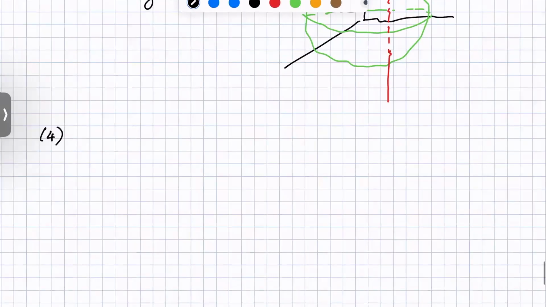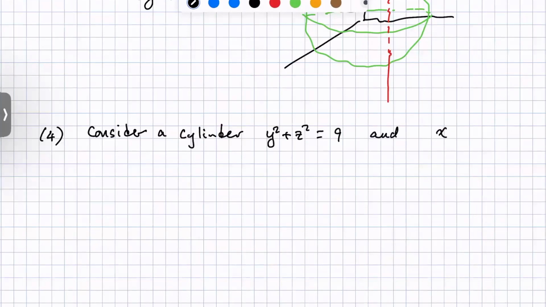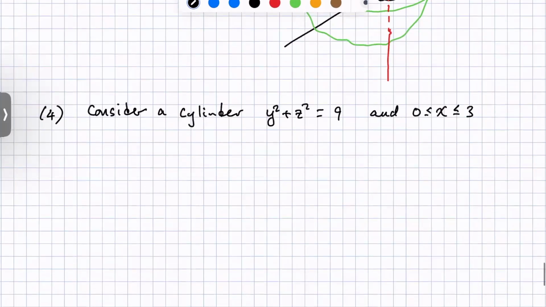Suppose I have a cylinder. Consider a cylinder given by, say, y squared plus z squared equals 9, and x is between 0 and 3. Now, notice right here that this turns out to be a little bit more challenging to draw. I mean, it's not so bad.